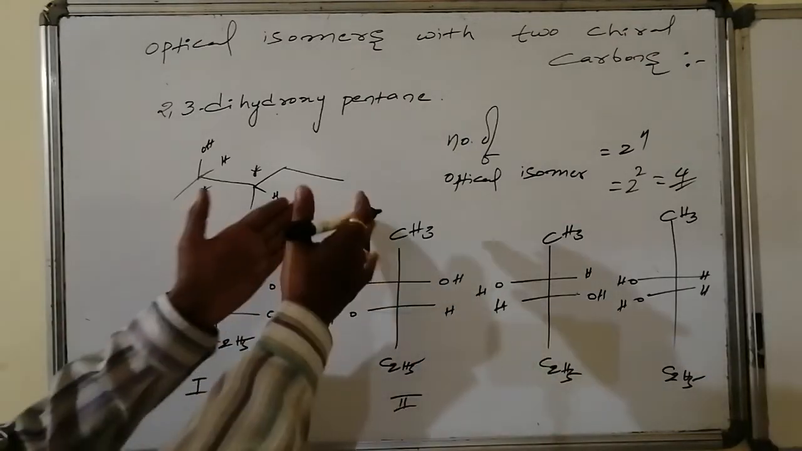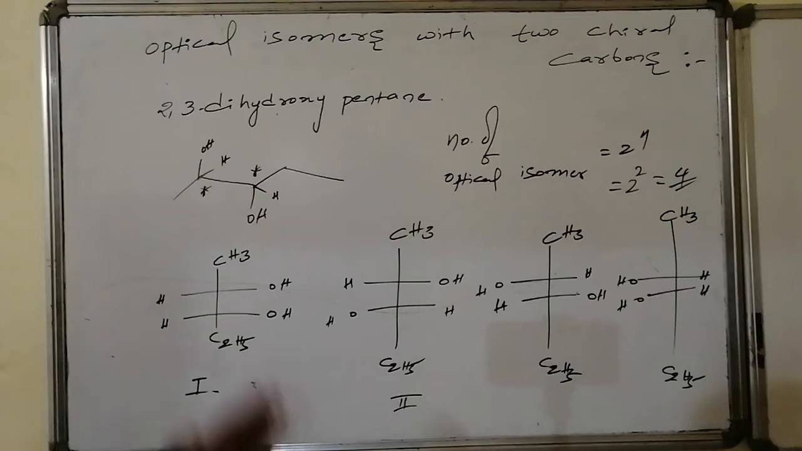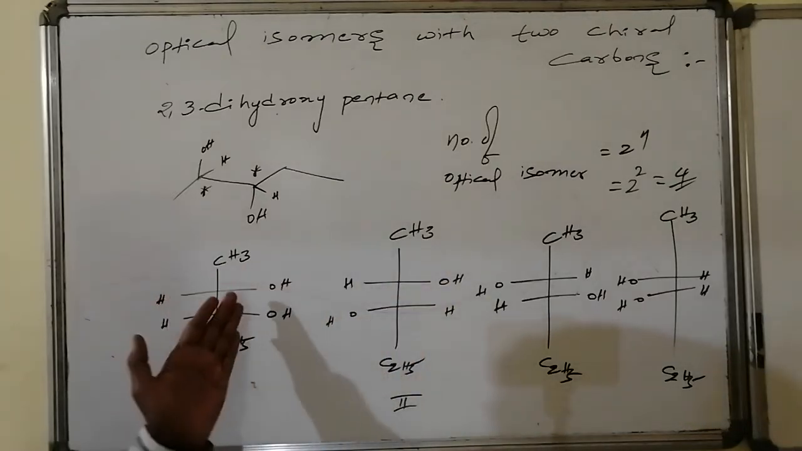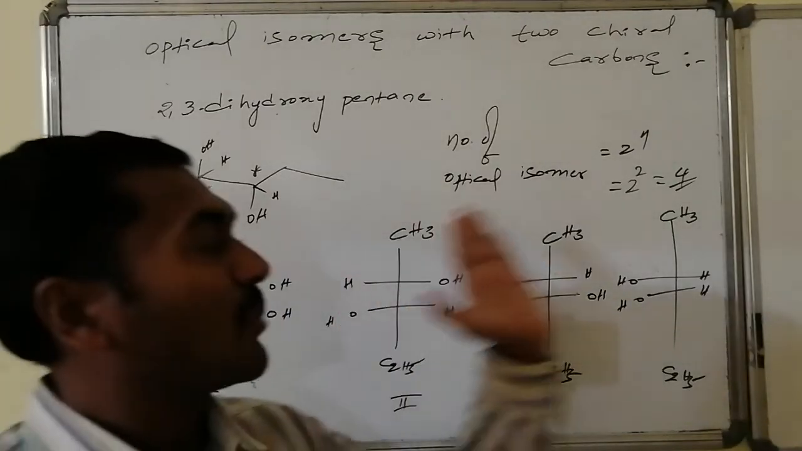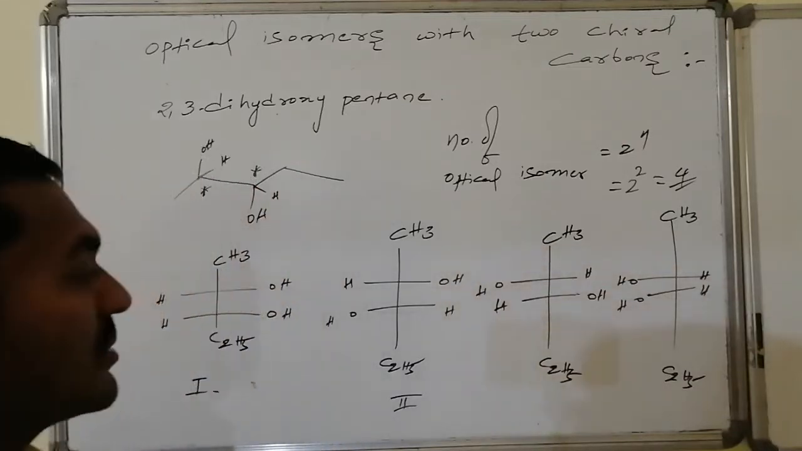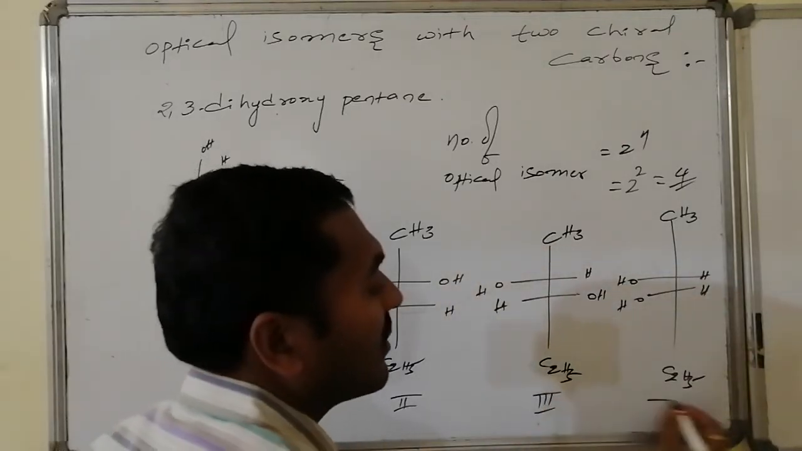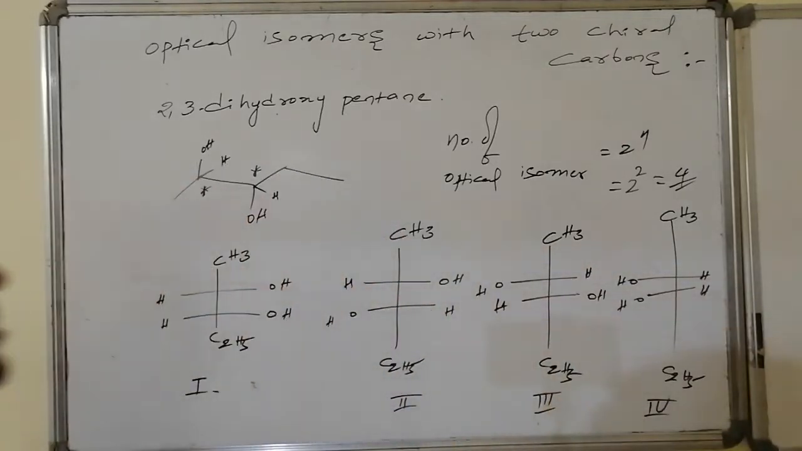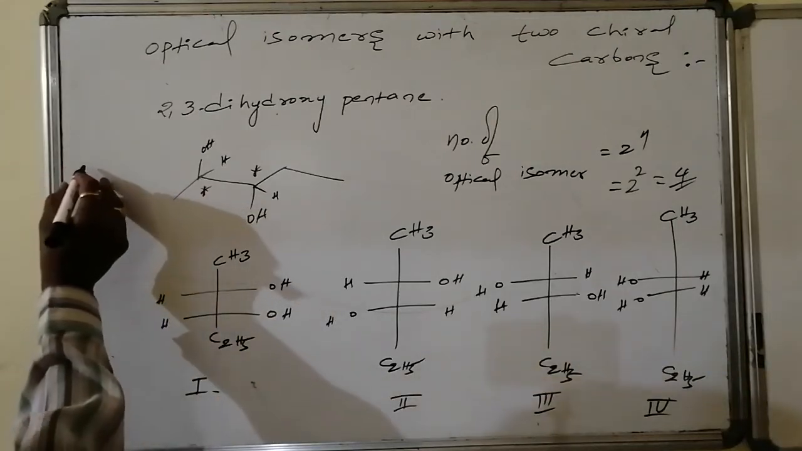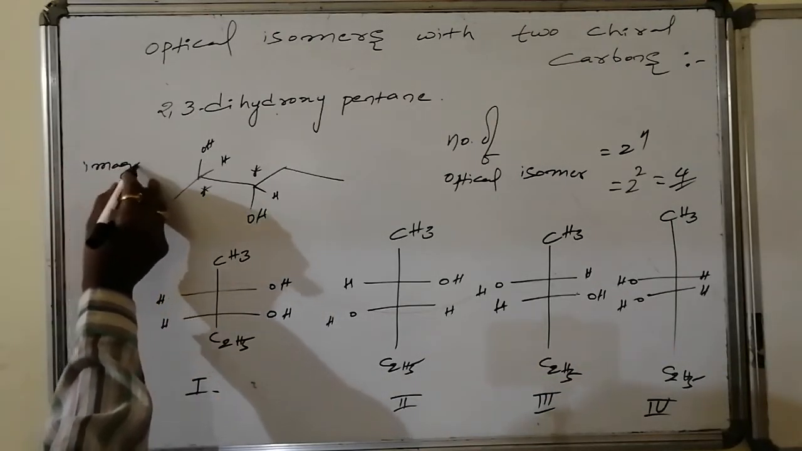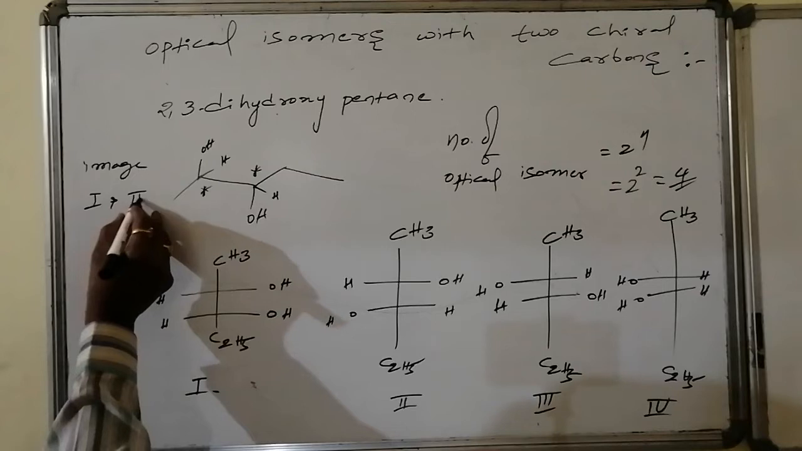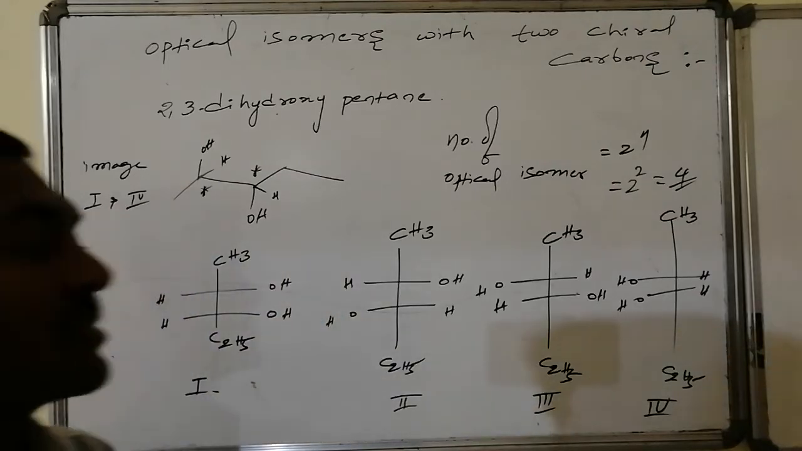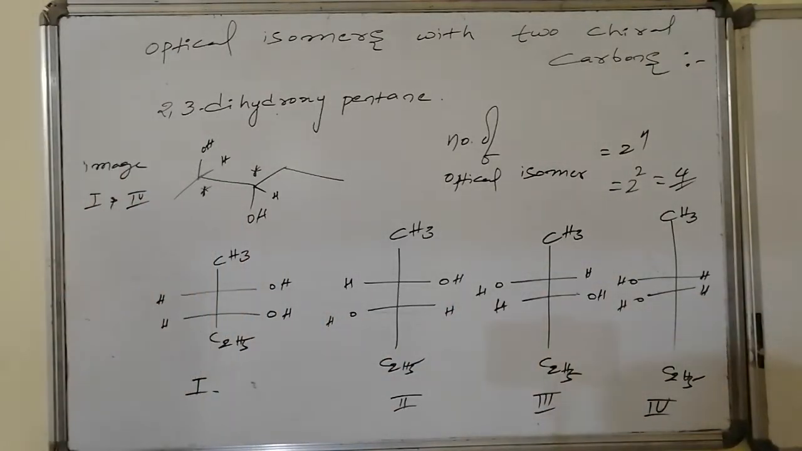If you keep a mirror between the first and the fourth, the first one appears like this after keeping the mirror. That appearance is nothing but the fourth one. So the first and fourth are mirror images of one another. So here I will write mirror images: 1 and 4 are mirror images of one another. Similarly, for 4, 1 is also the mirror image.